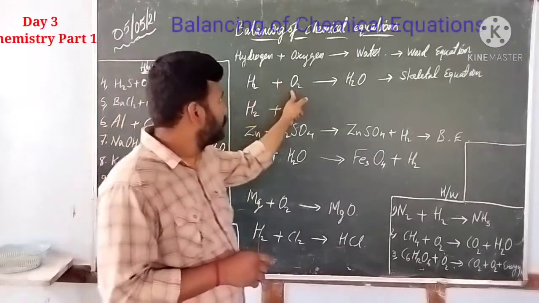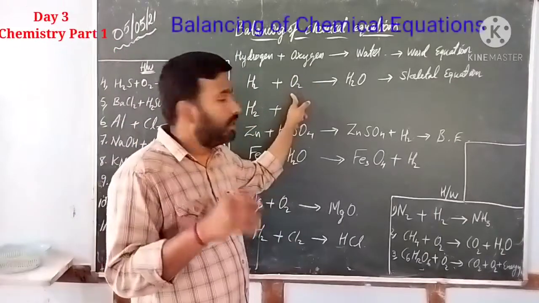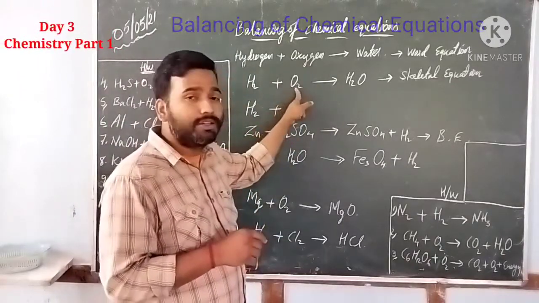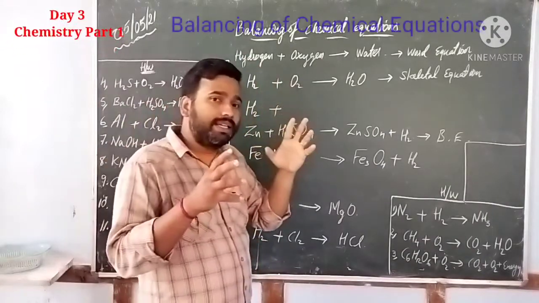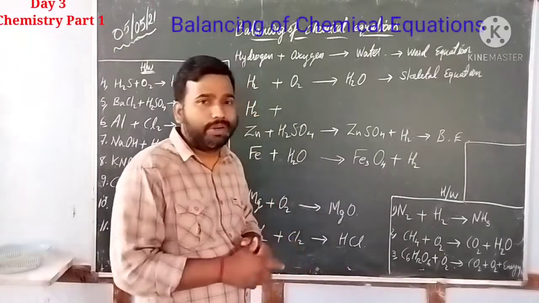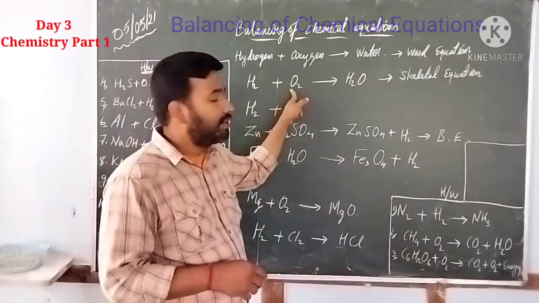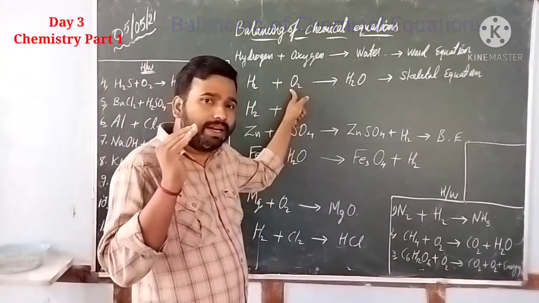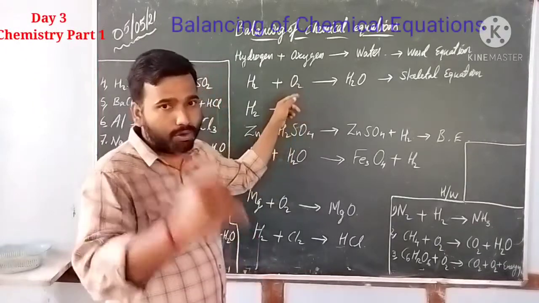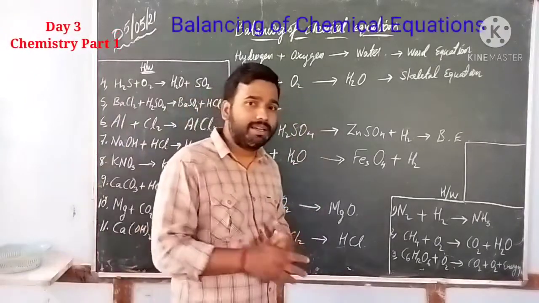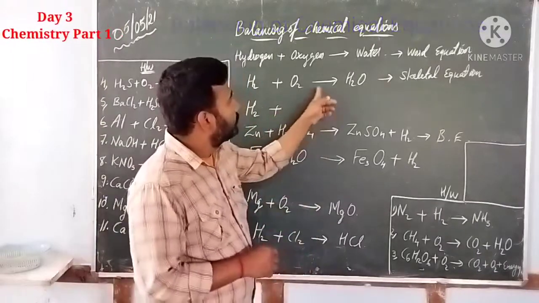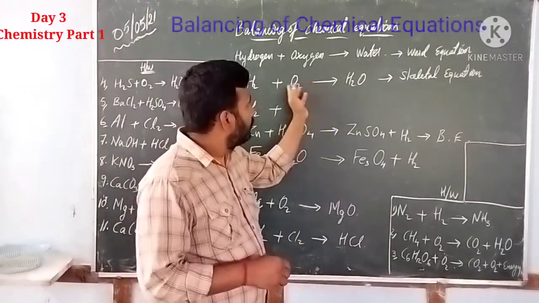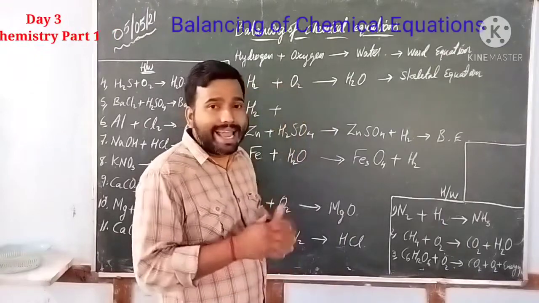The next one is oxygen, O2. Why have I written 2? The same reason, valency. Oxygen cannot exist in the form of a monatomic gas. Here oxygen is a diatomic gas, and it also exists in the form of a triatomic gas, which is known as ozone. These two are the reactants.